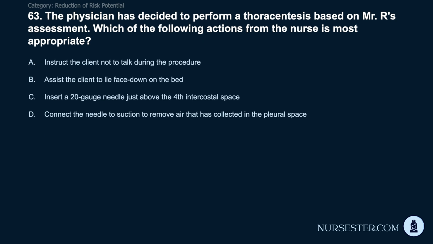63. The physician has decided to perform a thoracentesis based on Mr. R's assessment. Which of the following actions from the nurse is most appropriate? A. Instruct the client not to talk during the procedure. B. Assist the client to lie face down on the bed. C. Insert a 20-gauge needle just above the fourth intercostal space. D. Connect the needle to suction to remove air that has collected in the pleural space. Correct answer, A. Instruct the client not to talk during the procedure.